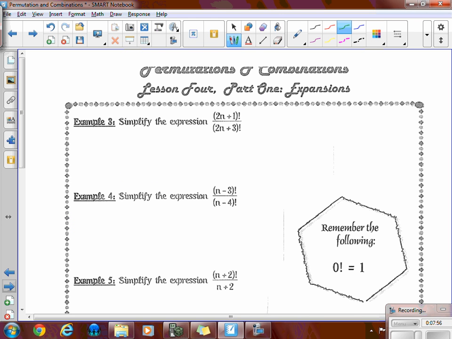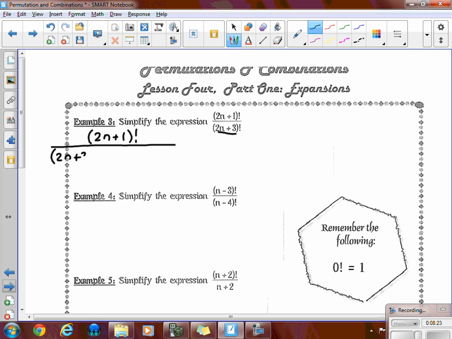The next example, simplify this expression, 2n plus 1 factorial over 2n plus 3 factorial. Again, identify which is bigger, the numerator or the denominator. In this case, 2n plus 3 is larger than 2n plus 1. So we'll leave the smaller one, 2n plus 1, in the numerator. We're going to start with the bigger one in the denominator this time and count down until we reach that same factorial on the top.